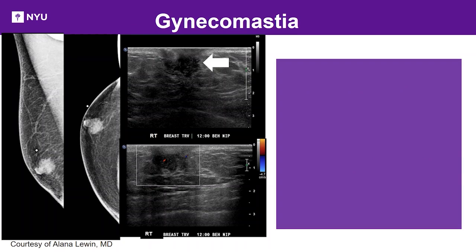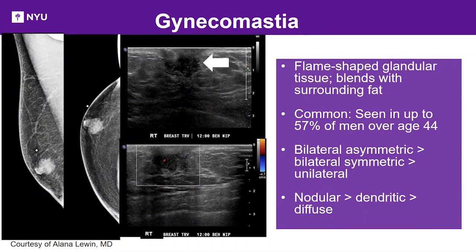Another companion case: you can see here that this patient, here's a nipple. We placed a BB marker for the palpable lump. You can see a little bit of that flame-shaped appearance, but you'll see that this flame-shaped glandular tissue also blends in with the adjacent fat. On ultrasound, again, that hypoechoic area, here's a nipple. And this is really the very common pattern of what gynecomastia looks like on ultrasound.